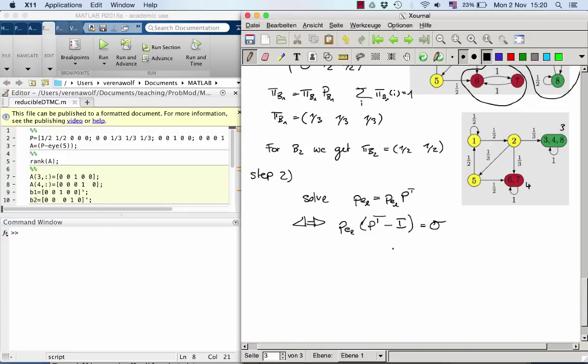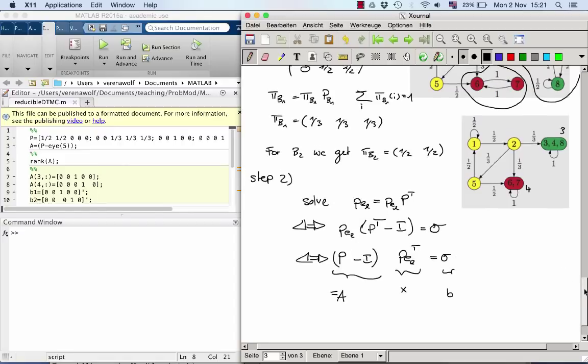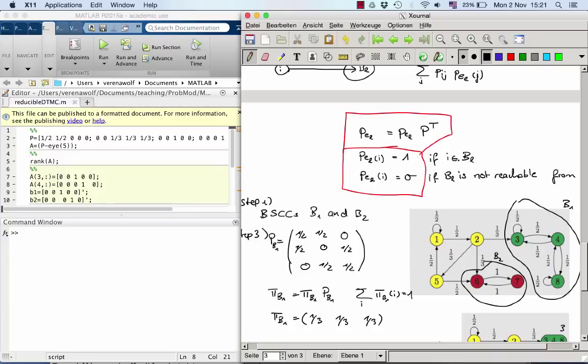And now we want the form AX equals B, so I would now transpose. So I have here transposed, and this is a 0 vector now as a column vector. And this is now the matrix A. Actually, transpose of this is the same as this, because P transpose 2 times is P, and identity matrix transposed is identity matrix. So this is A. And this we call vector X. And this is vector B, but we will change it a bit to take into account the side conditions. You remember the side conditions were the vector should be 1 if we are already in the BSCC, and it should be 0 if it's not reachable from the current state.